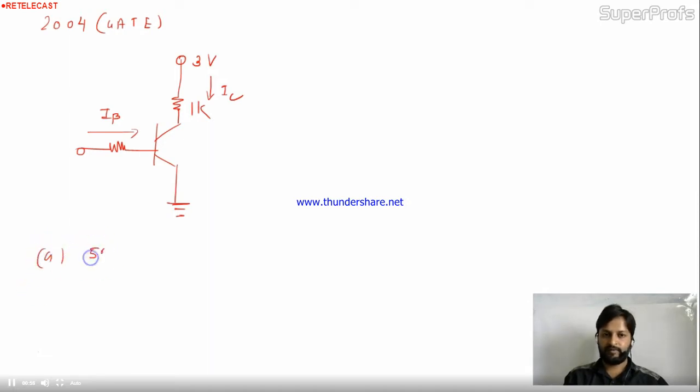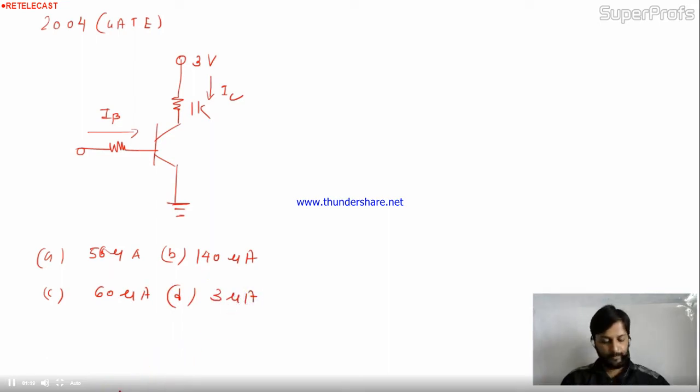Option A 56 microampere. Option B 140 microampere. Option C 60 microampere. And option D 3 microampere. Now what is the question? The question is, assume VCE saturation is 0.2. So assumptions are given. VCE saturation is given 0.2 volt. Okay. Beta for this circuit is also given 50.